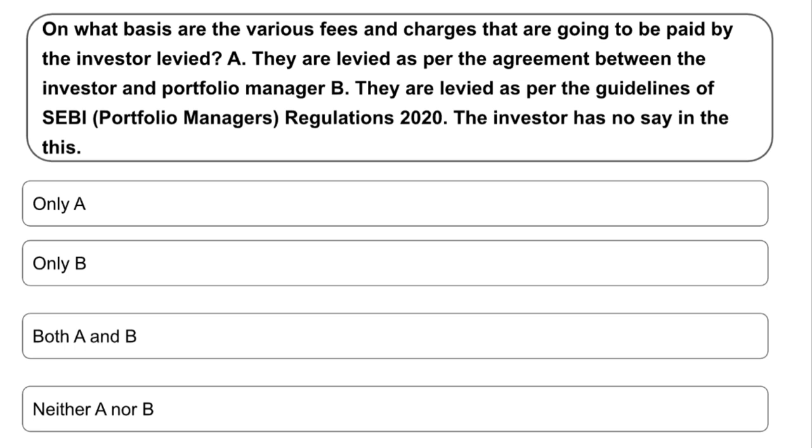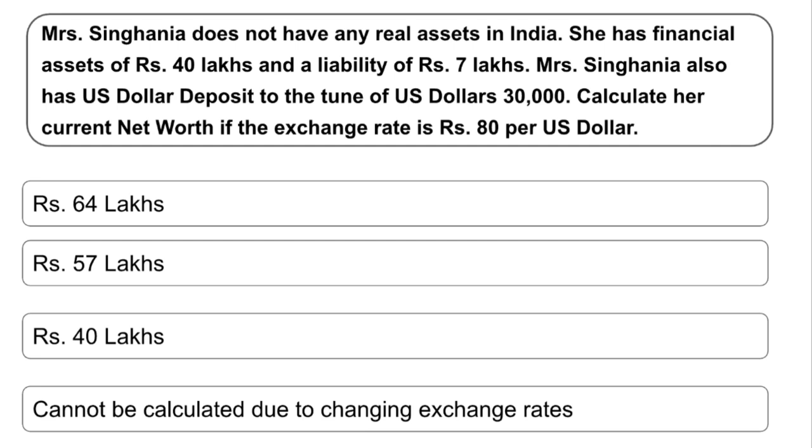On what basis are various fees and charges that are going to be paid by the investor levied? A, they are levied as per the agreement between the investor and the portfolio manager. B, they are levied as per the guidelines of the SEBI regulations 2020, and the investor has no say in this. Options are: A, only A; B, only B; C, both A and B; D, neither A nor B. And the correct answer is only A. That is, they are levied as per the agreement between the investor and the portfolio manager. Going to the next question.